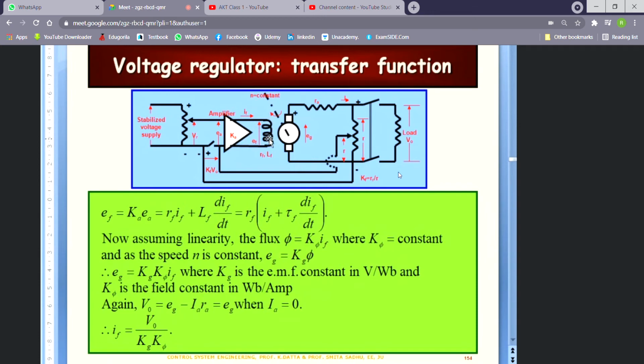Now this field current, that is IF, is going to produce an equivalent flux, which, again for simplicity, is assumed to have a linear relation with the field current, right? So basically, flux produced is going to be proportional to the field current, and the constant of proportionality that we are considering over here is K phi. So that we have phi is equal to K phi into IF.